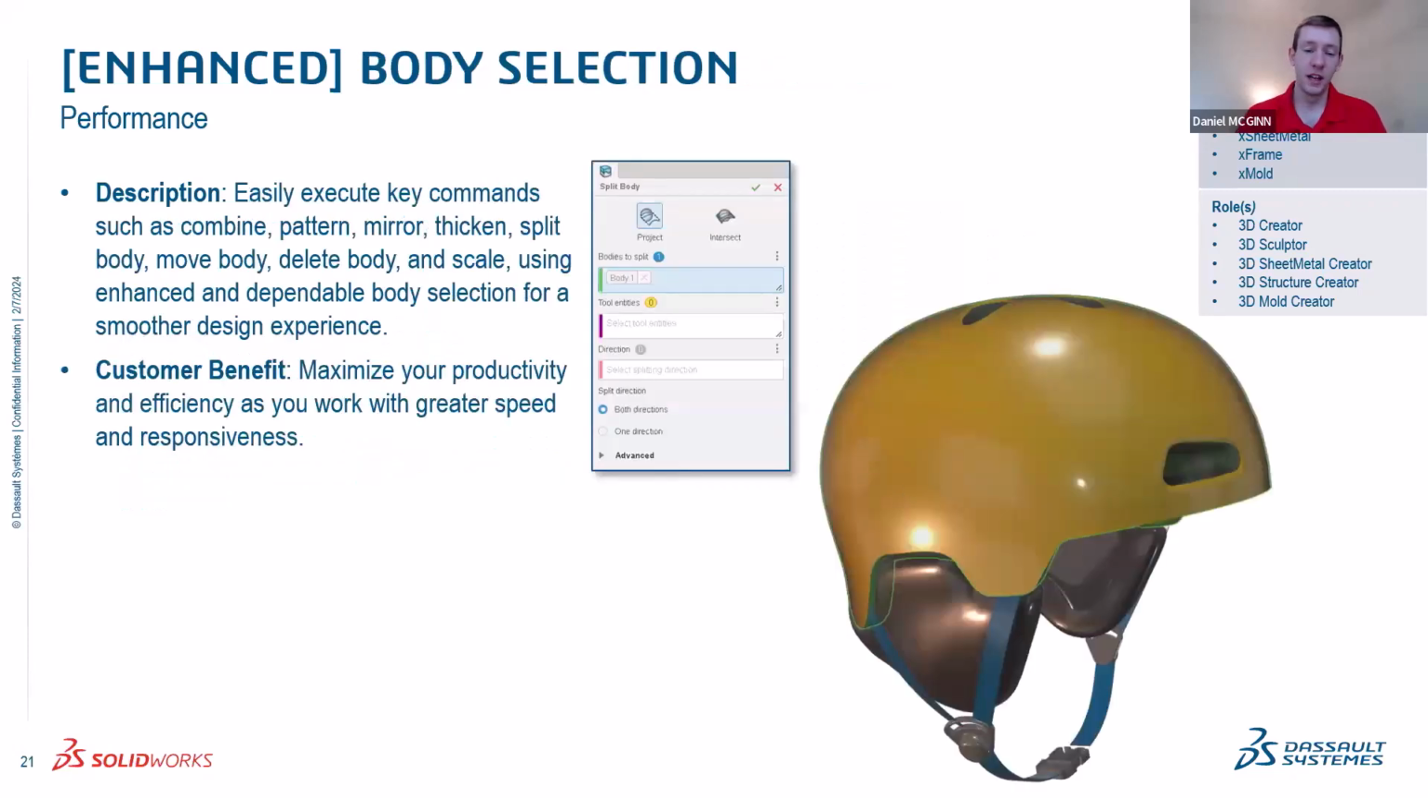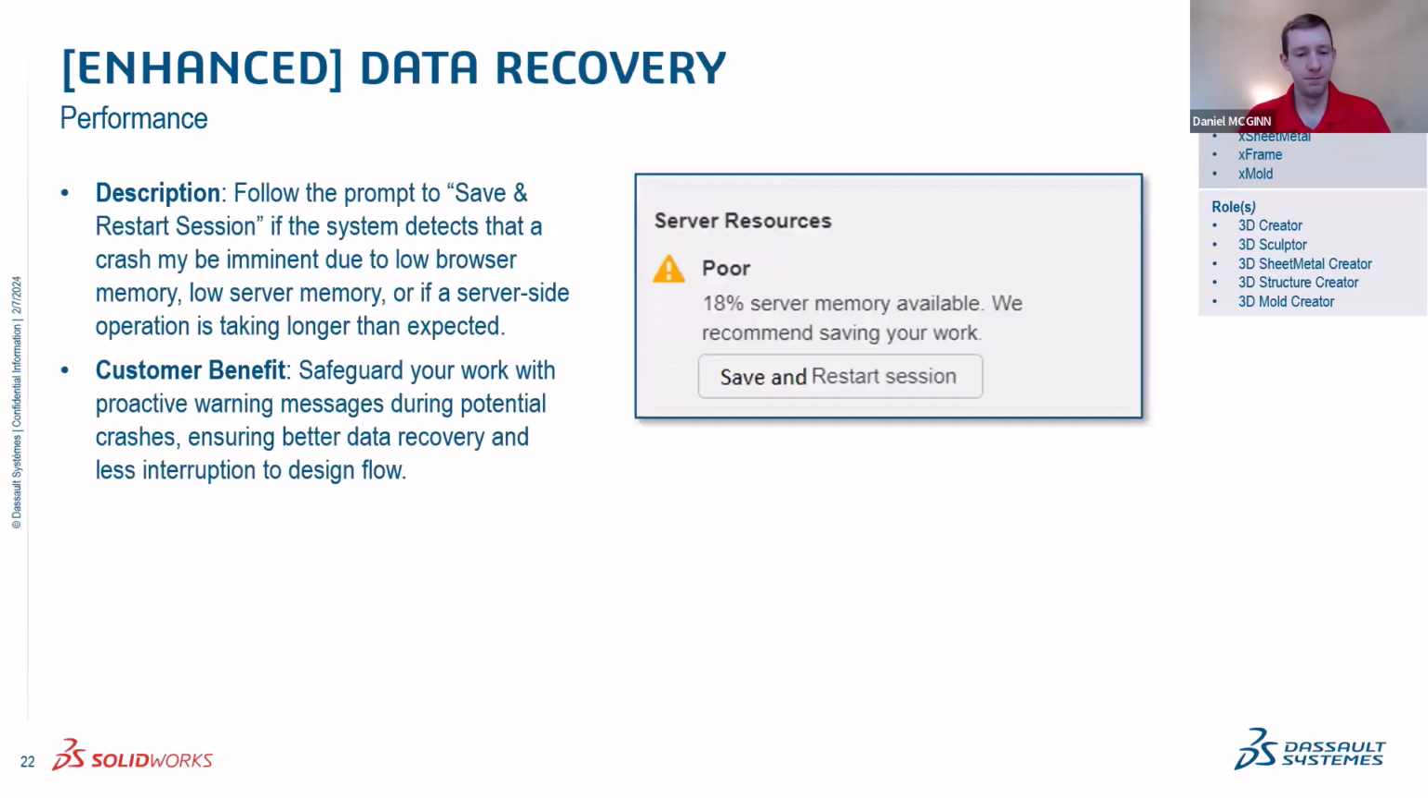Okay, also body selection. As we know in XDesign and the other X apps, the only way to perform a body selection is through the graphics area to do graphical selection. So we've just made that more robust, and it should now be easier to select bodies through the graphics area, which is going to allow you to execute commands such as combine, pattern, mirror, thicken, split, move body, delete body, scale. All of those should be a lot faster now that you can select bodies more easily. And we can go on to the last one.